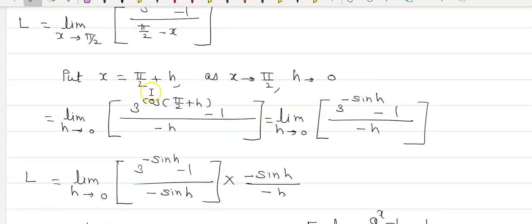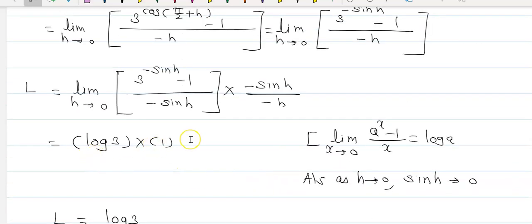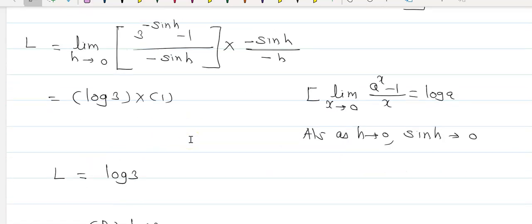Put x is equals to pi by 2 plus h. As x tends to pi by 2, h tends to 0. 3 raised to cos of (pi by 2 plus h) minus 1 upon minus h. Limit h tends to 0, (3 raised to minus h minus 1) upon minus h. L is equals to limit h tends to 0, (3 raised to minus sin h minus 1) upon minus sin h into minus sin h upon h. Therefore, you will get log of 3 into 1, and L is equals to log of 3, and hence option B is a correct one.